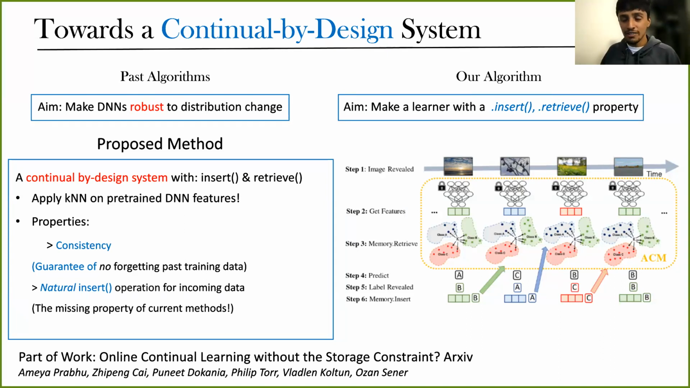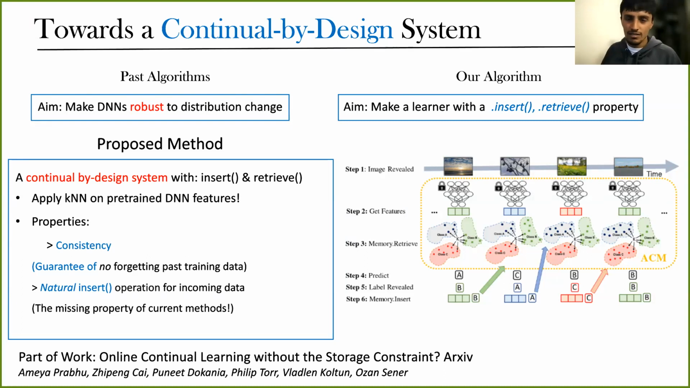This is unlike deep networks where if you want to insert some information, you typically update your weights. So you overwrite some past weights, and this leads to forgetting. They're avoiding this issue entirely by just having this natural insert operation, which does not interfere with any past knowledge. And this is very nice. This is what we want to do with KNN. This is the larger goal we want to do, which is a continual by design system.